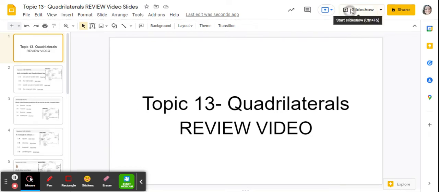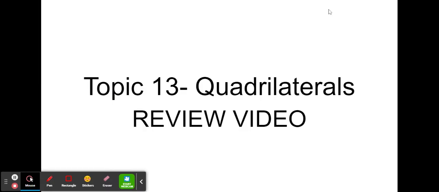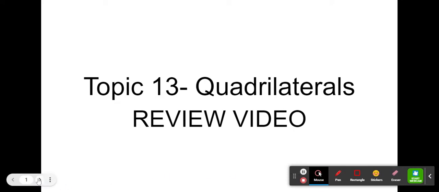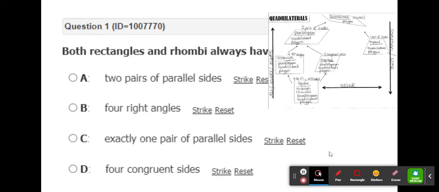Hi guys, we're going to look at the topic 13 quadrilateral test today to prepare for the retake. So hopefully you can find your score in SIS and see which ones you missed.